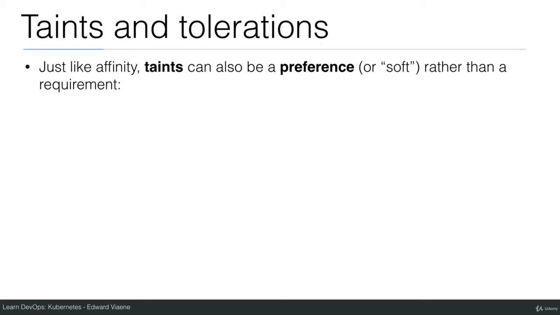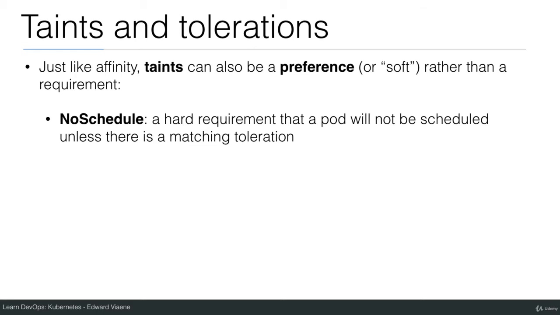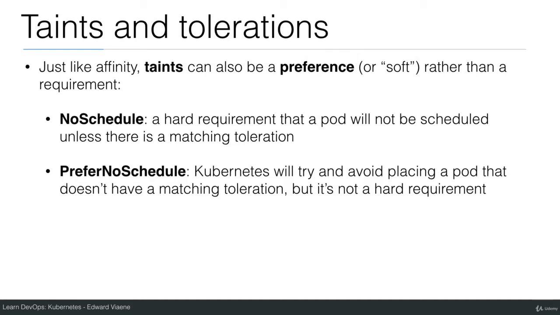Just like affinity, taints can also be a preference or soft rather than a requirement. NoSchedule is a hard requirement: a pod will not be scheduled unless there is a matching toleration. With PreferNoSchedule, Kubernetes will try to avoid placing a pod that doesn't have a matching toleration, but it's not a hard requirement. So it's exactly the same as with affinity. Just the naming is a bit different.